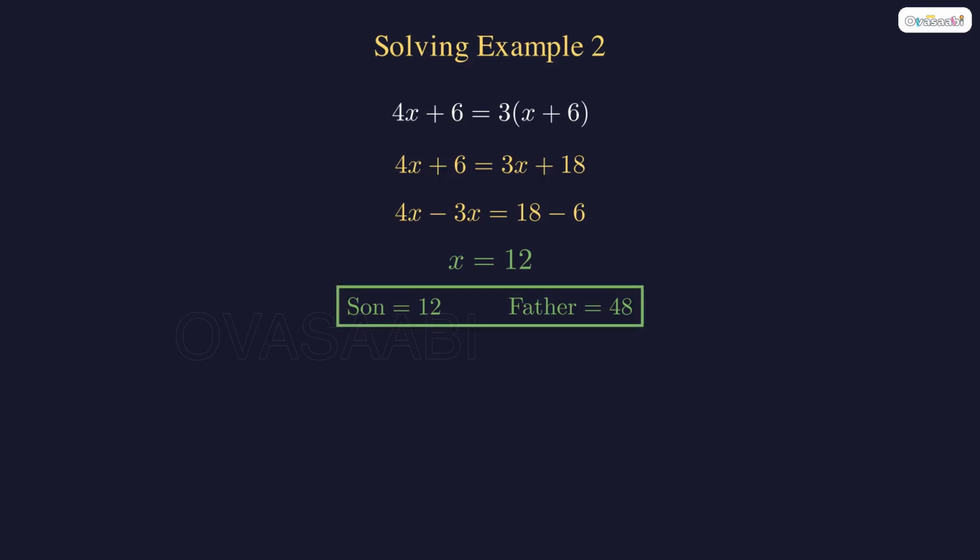In 6 years, father is 4x plus 6, son is x plus 6. Father equals 3 times son. 4x plus 6 equals 3 times (x plus 6). Solve to get x equals 12. Son is 12, father is 48.